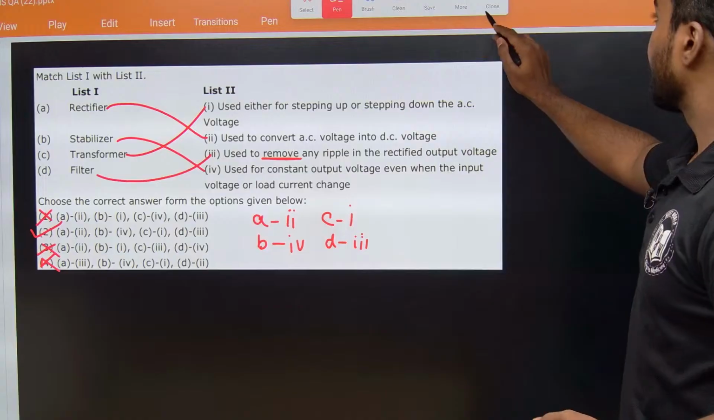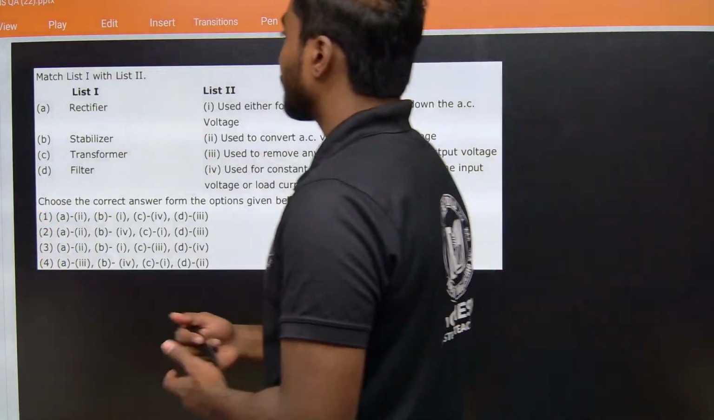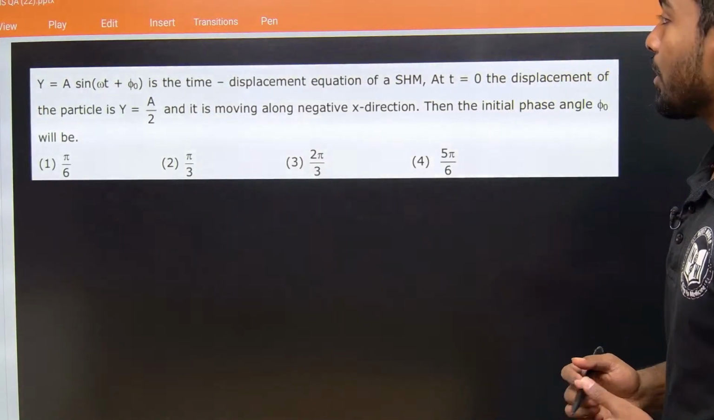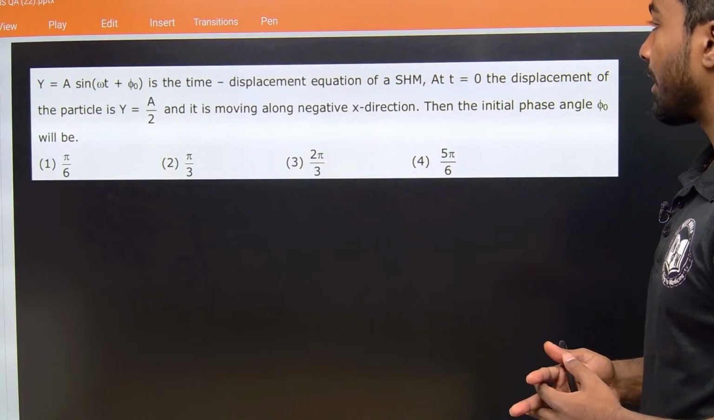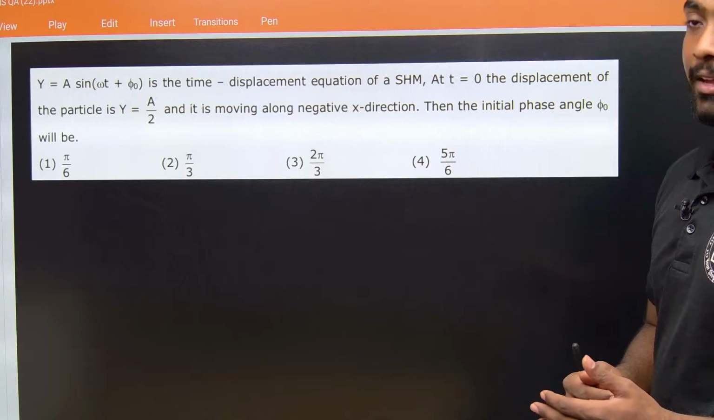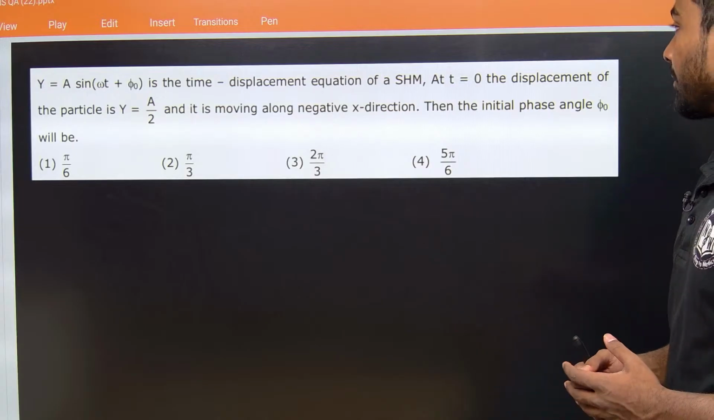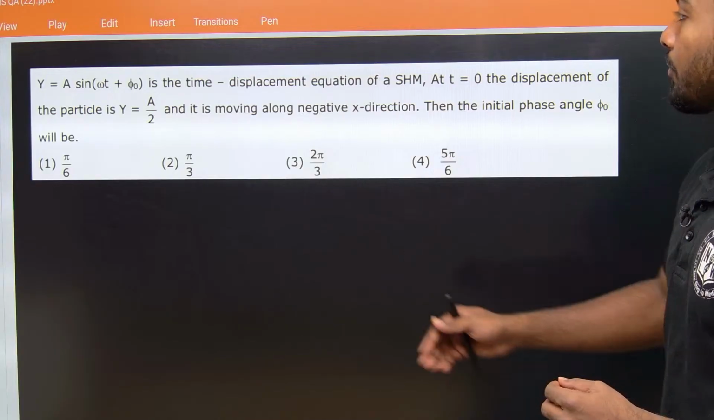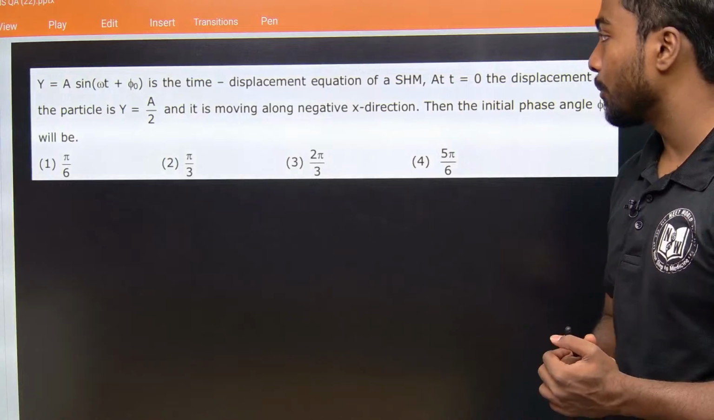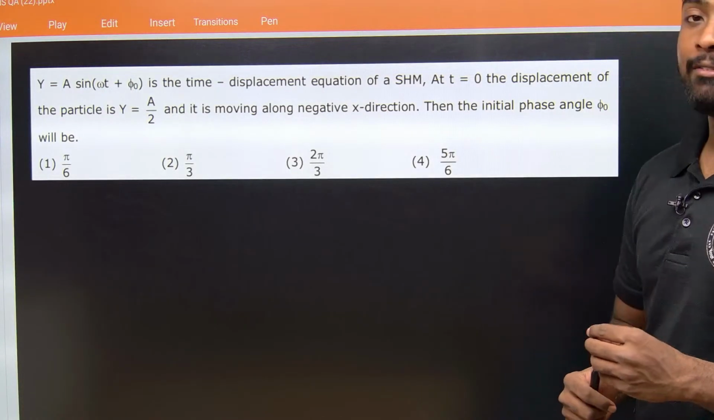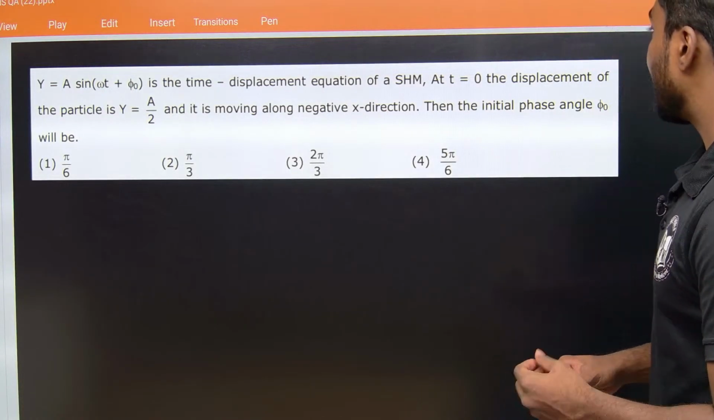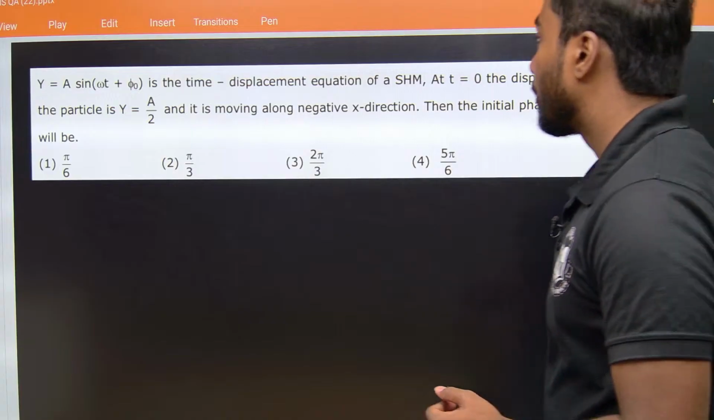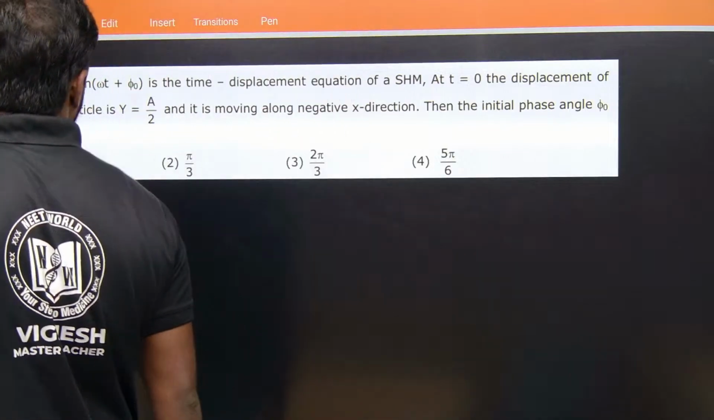So the next question is: y equals a sine of omega t plus phi is the time displacement equation of SHM. At t equals 0, the displacement of the particle is y equals a by 2 and it is moving along the negative x direction. Then they are asking for the initial phase angle, that is phi. What is phi? Can we find it now?